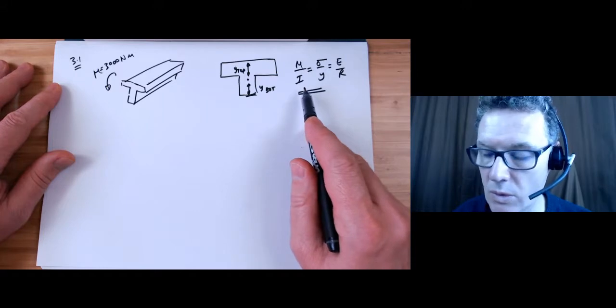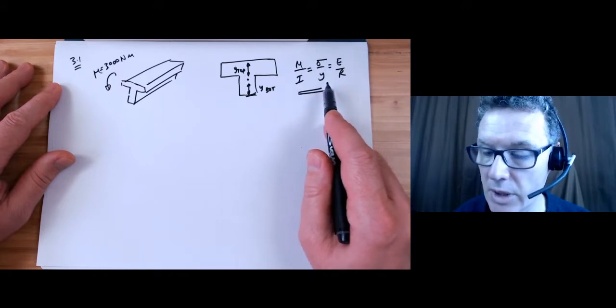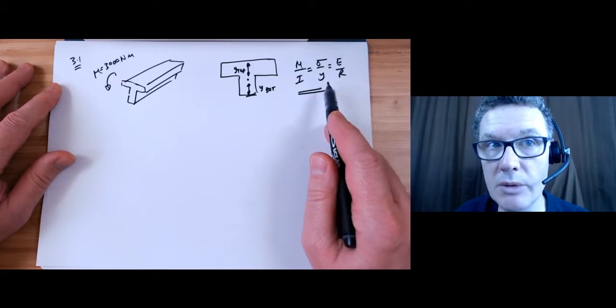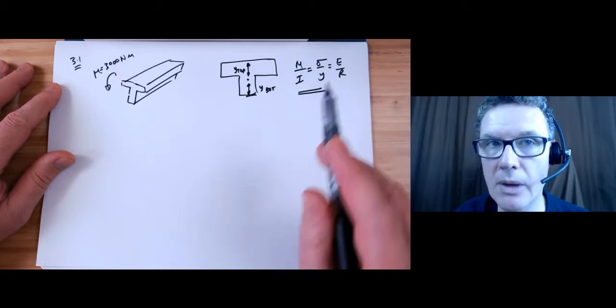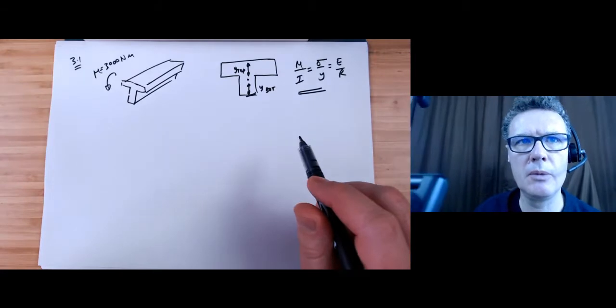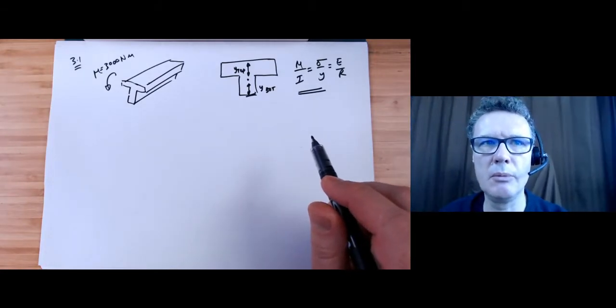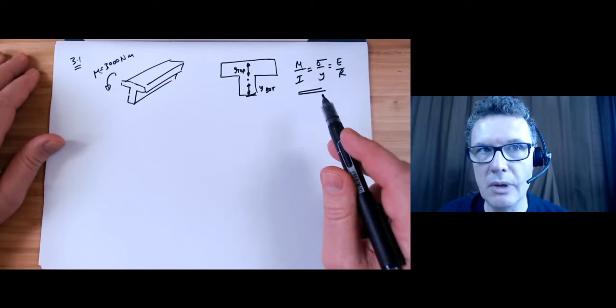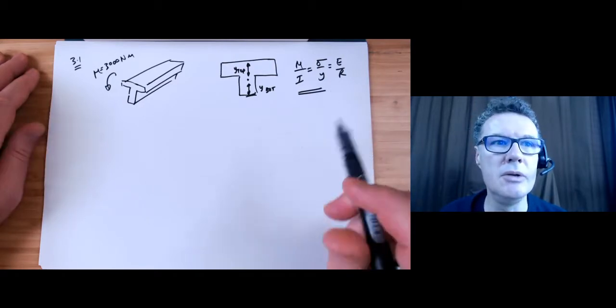Here, I don't know the I at the moment. I don't know the Y top and the Y bottom values at the moment, so I need to work them out. A bit too close, I feel. Right, so what am I going to do there?